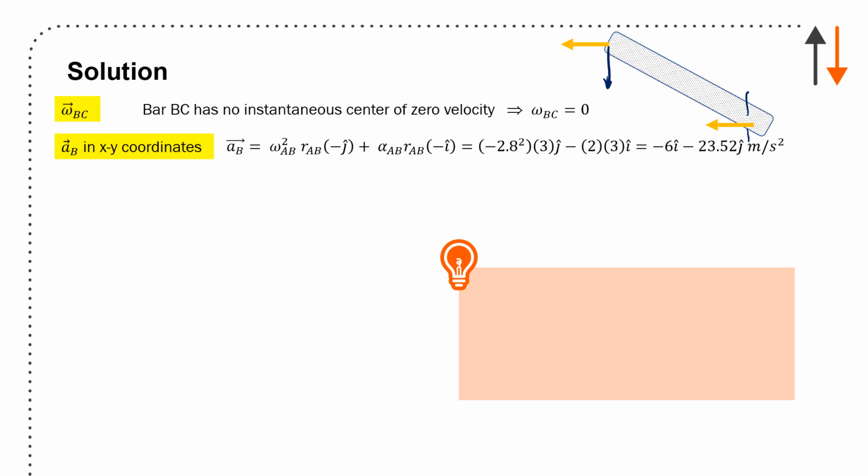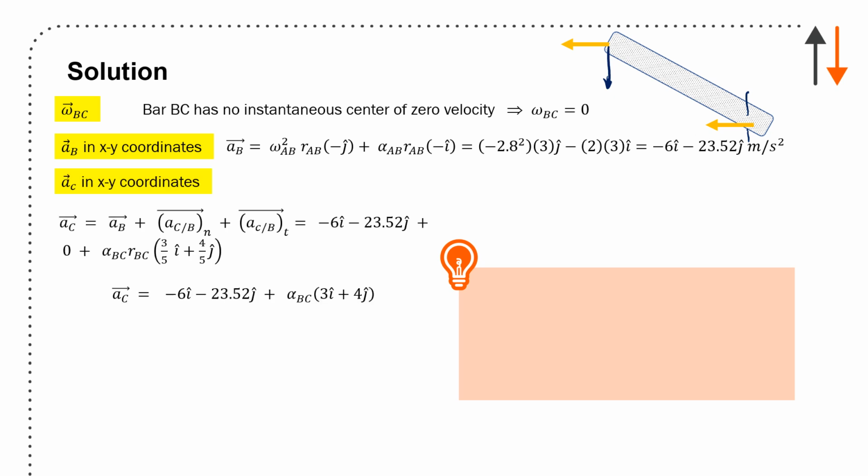For AB and XY coordinates, I can do it directly from the various relationships. And this is just broken up directly into its final parts. AB is omega AB squared, RAB in the minus j direction, alpha AB, RAB minus j, and you end up with minus 6 i minus 23.52 j meters per second squared.